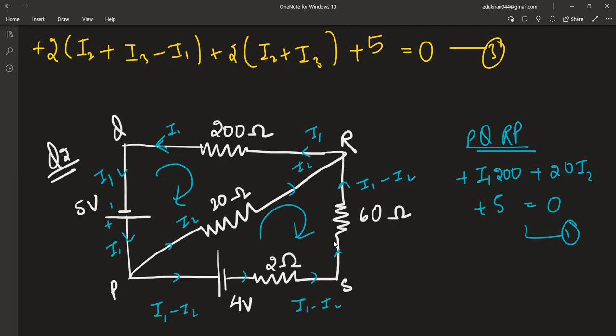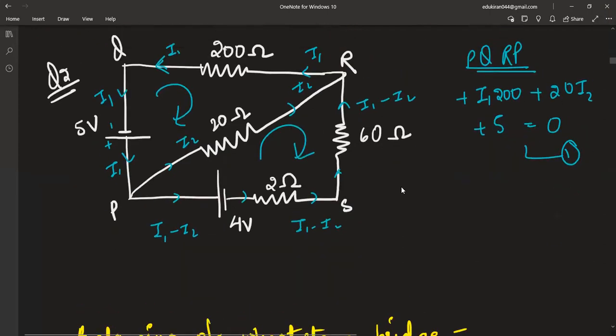So again, I'm moving clockwise. Clockwise means this. Firstly, naming of the loop. Loop is PRSP. This is the loop. I am moving along the direction of current. Current is also moving upwards, I am also moving upwards. So negative, minus 20 I2.